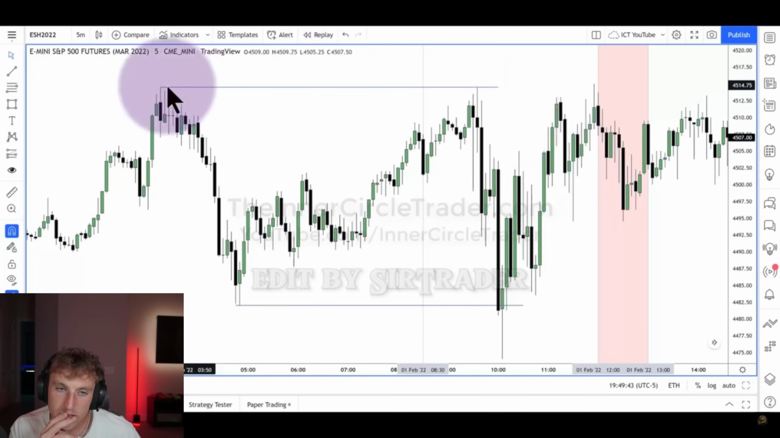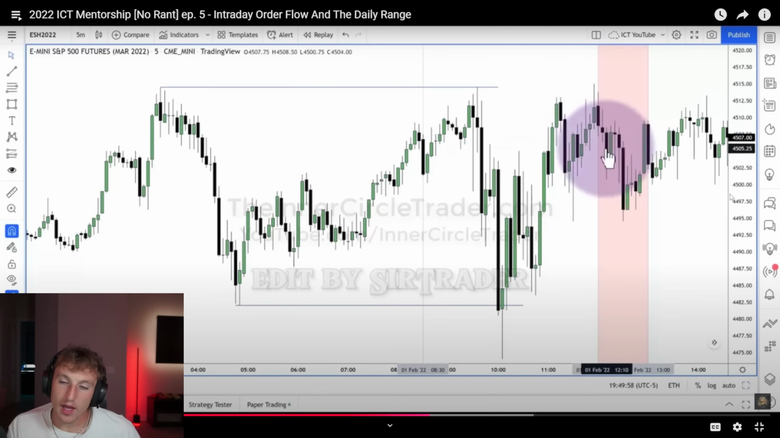But look at these highs here. What's resting above that now? Buy stops, buy side liquidity. And then what do we have here right before lunch hour? It goes slightly above it and then trades down. And then we're in that time of the day, you don't trade.